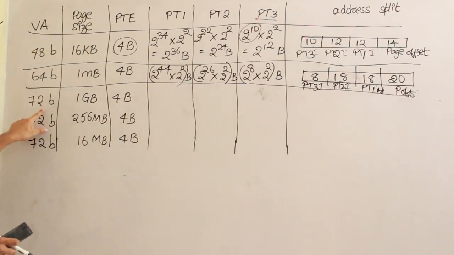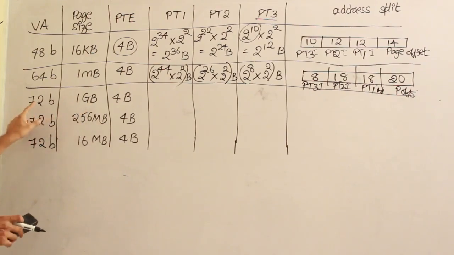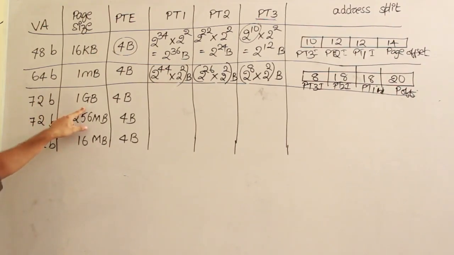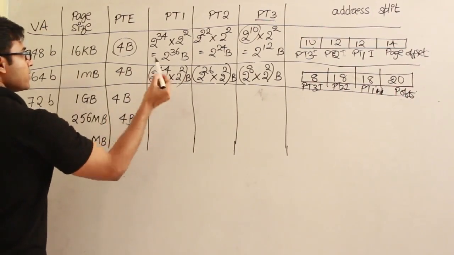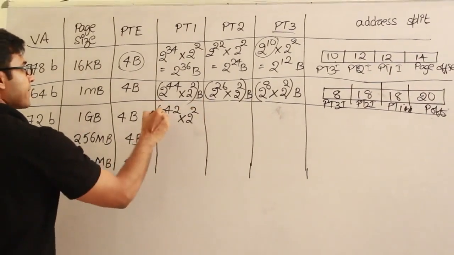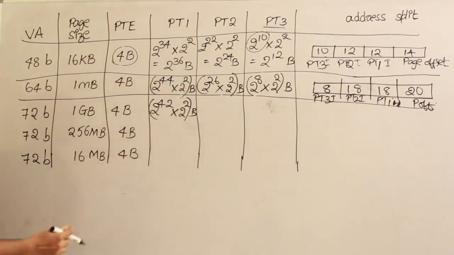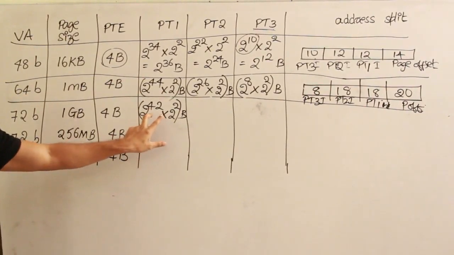See, 72 bits are given, and the page size is 1 GB. 1 GB is 2 power 30. Therefore, how many pages will be present? 72 minus 30, which is 42. 2 power 42 pages will be present. If 2 power 42 pages are present, how many entries will be present in the page table? 2 power 42 entries, right? And what about the size of each one? 2 power 2. Therefore, this is the size of the first level page table, which is nothing but 2 power 44.